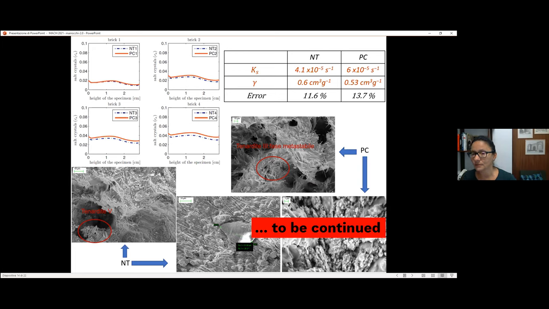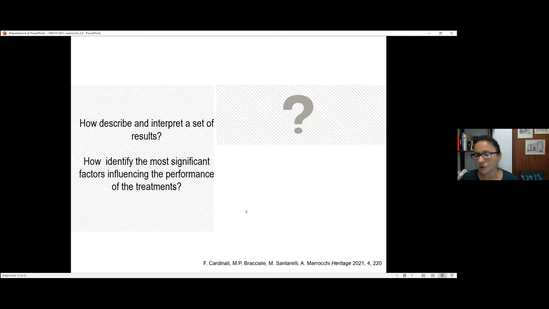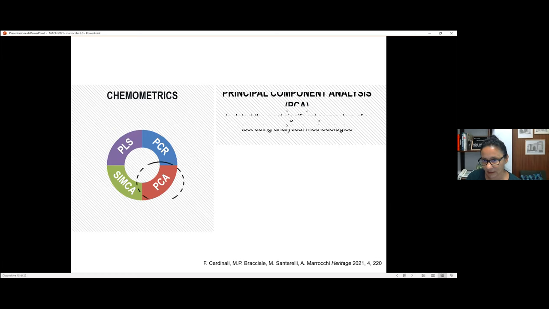And this is one aspect involving mathematical modeling in our studies. And I want to show you something about another kind of study, where we try to use a well-known method in chemometrics, the principal component analysis. It's a statistical tool, and it has the aim to identify the most significant factors influencing the performance of the proposed conservation treatment.